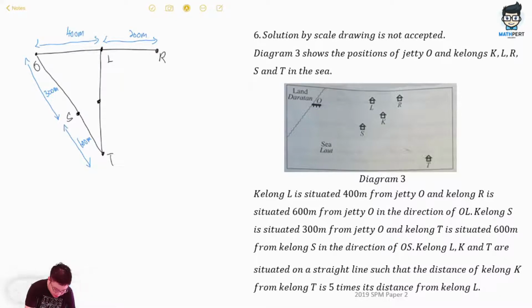So let me redraw the K, make it make sense. Right, K is somewhere around here. Read the sentence again: the distance from K to T is 5 times the distance from column L. So that means the ratio will be 1:5, right?